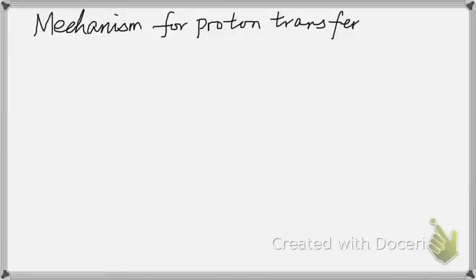Acid-base reaction involves the transfer of a proton from an acid to a base. So let's take a look at the mechanism for proton transfer. Mechanism attempts to show how starting materials are converted into products during a reaction. And we use energy diagram to talk about how the changes in the potential energy goes as reactants proceed to product in a chemical reaction.